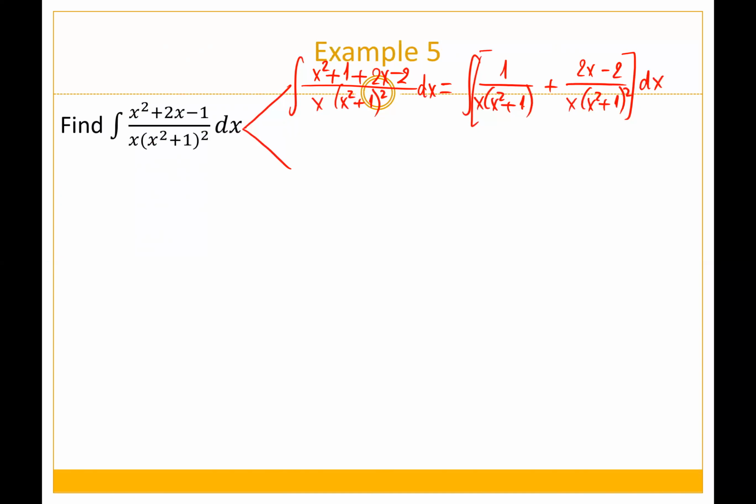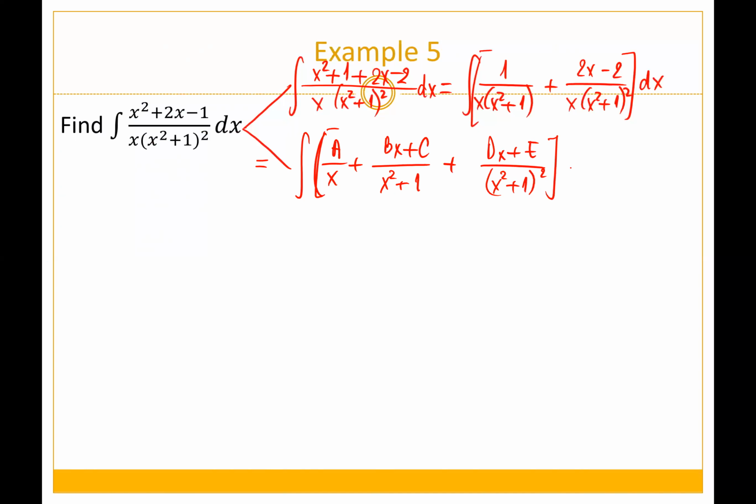And so what I do is I'm going to try to use the formula. So here you have one linear factor and the square of a quadratic polynomial. So this is going to equal A over x plus (Bx plus C) over (x squared plus 1) plus (Dx plus E) over (x squared plus 1) square. And so this one dx.